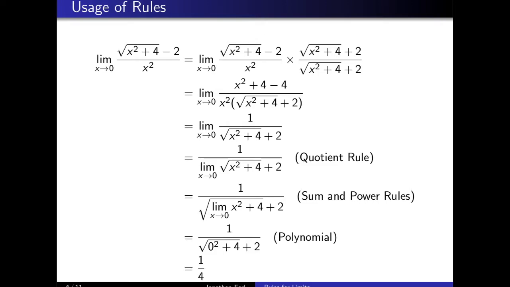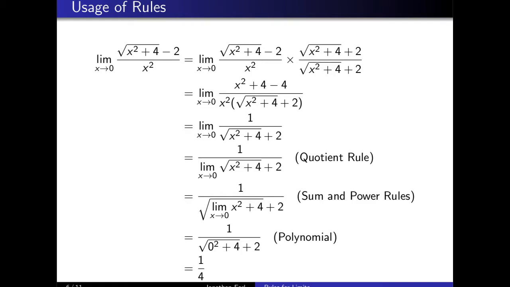Okay, in the next example, we have the limit as x goes to 0 of the square root of x squared plus 4, minus 2, all divided by x squared. In this case, we see that the denominator is going to 0, and at the same time, the numerator is also going to 0 if you just plug in x equals 0.